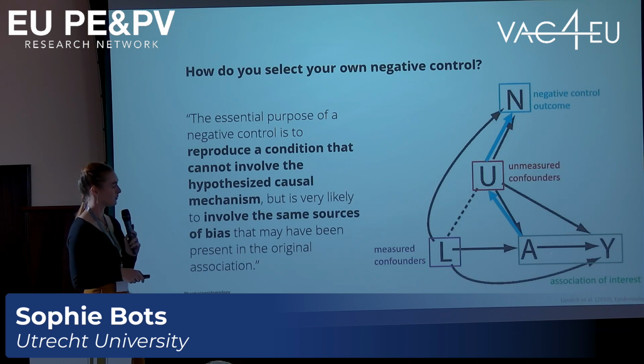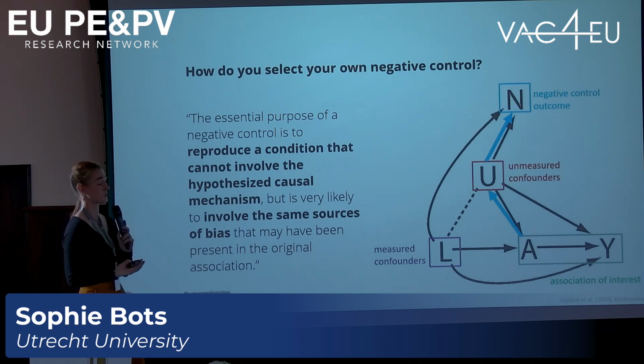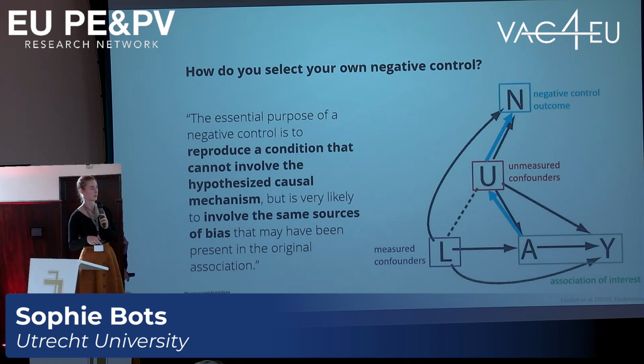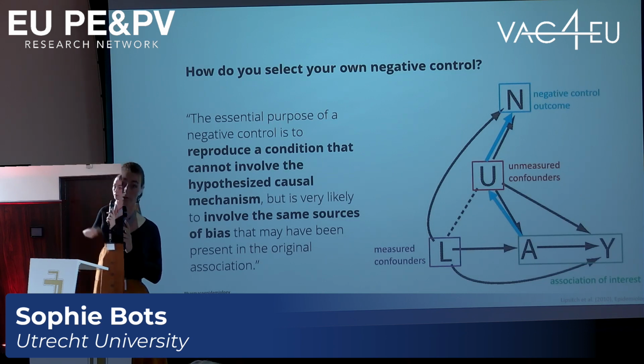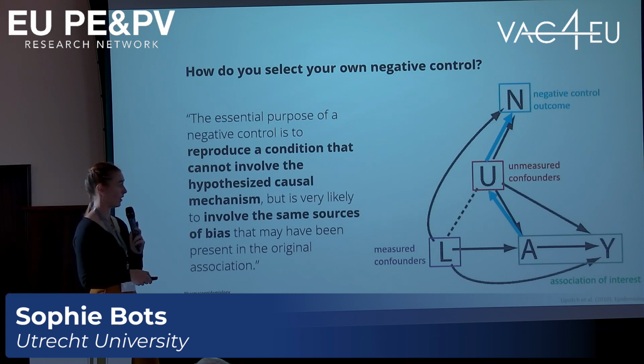So that means that we use this negative control to give a null association, because we do not expect anything to be there, because it does not involve the causal mechanism. However, if we do find an association between A and N, that means that there is this open backdoor pathway that was opened by these unmeasured confounders. So if we find an association, this might point towards the fact that there are unmeasured confounders present that can also have influenced our association of interest between A and Y.